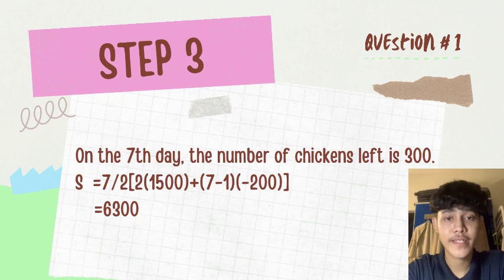Now we go to step 3. On the 7th day, the number of chickens left is 300. Now we apply the values to the sum formula. S equal to 7 over 2 bracket 2 times 1,500 plus 7 minus 1 times minus 200 and close the bracket, and we get 6,300.